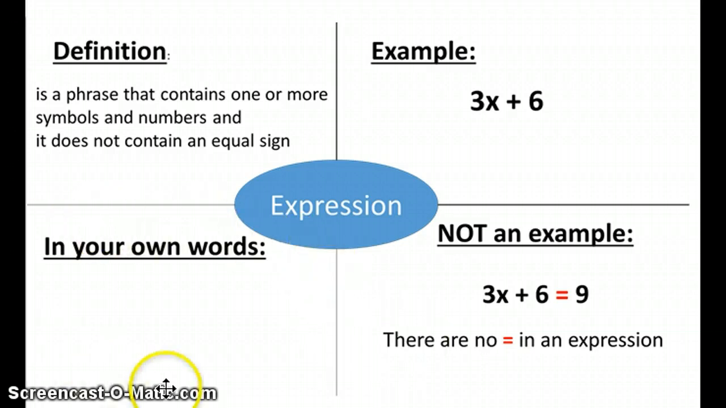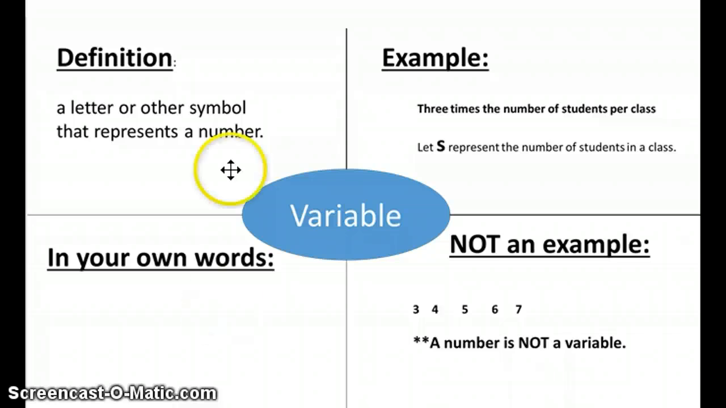Next, in your own words, you could fill out on your own. A variable. A variable is a letter or another symbol that represents a number. So let's look at an example. 3 times the number of students per class. Let S represent the number of students in class. We don't know how many students there are. Since that's an unknown number, we're going to let S represent the number that we are going to replace.